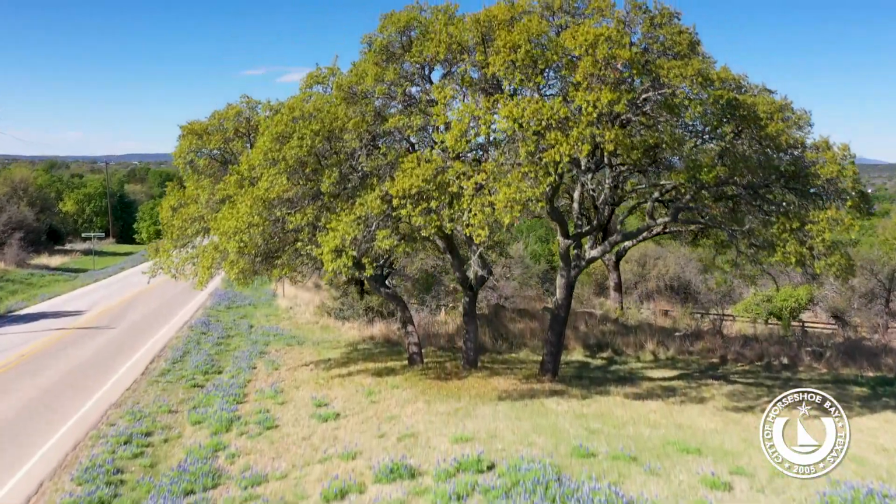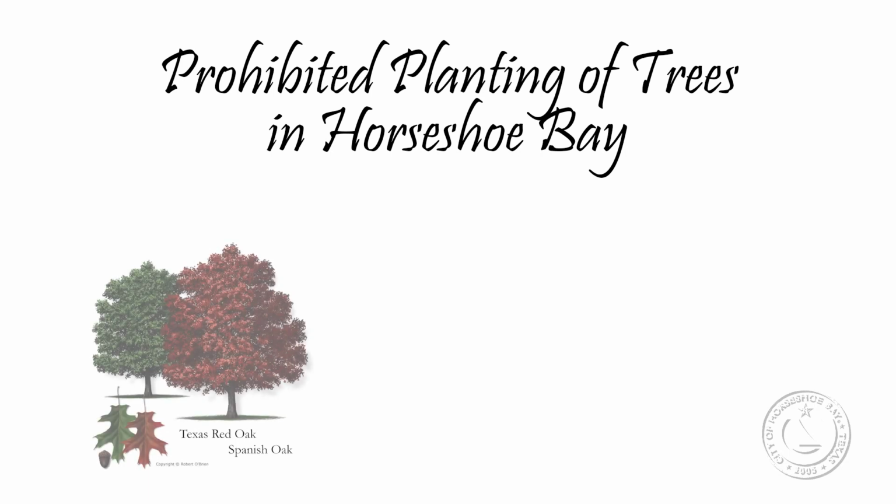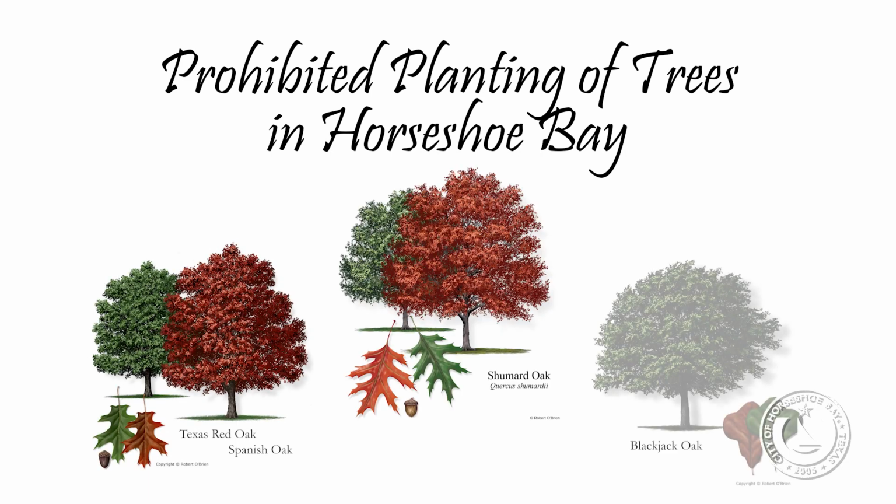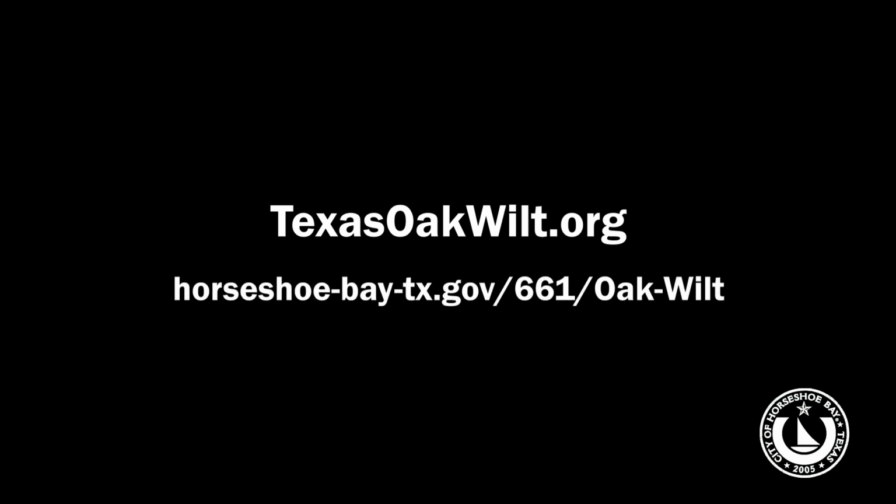The City of Horseshoe Bay prohibits the planting of red oaks, Shumard oaks, Spanish oaks, and blackjack oaks. For more information on the management of oak wilt, go to texasoakwilt.org. For Horseshoe Bay City resources and the ordinance on tree trimming, go to the Oak Wilt page on the Horseshoe Bay website.